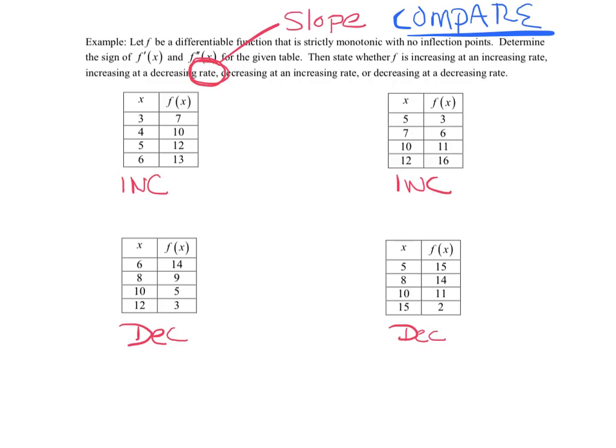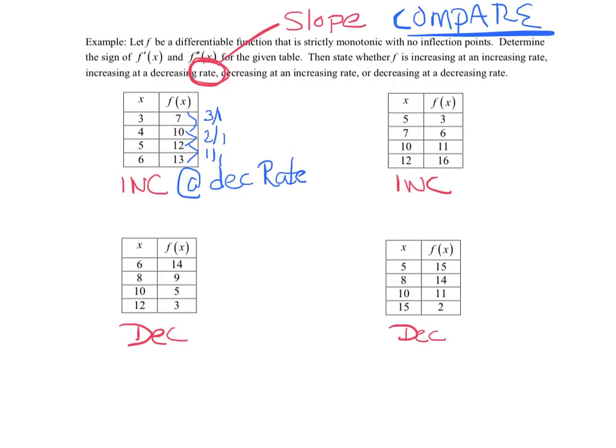So let's look, 7 to 10. I'm going to do the slope formula. Change in y is 3 over change in x is 1. Slope formula here. Change in y is 2 over 1 and then 1 over 1. My slopes went from 3 to 2 to 1. So I would say that I'm increasing at a decreasing rate. Again, my slopes are getting smaller.